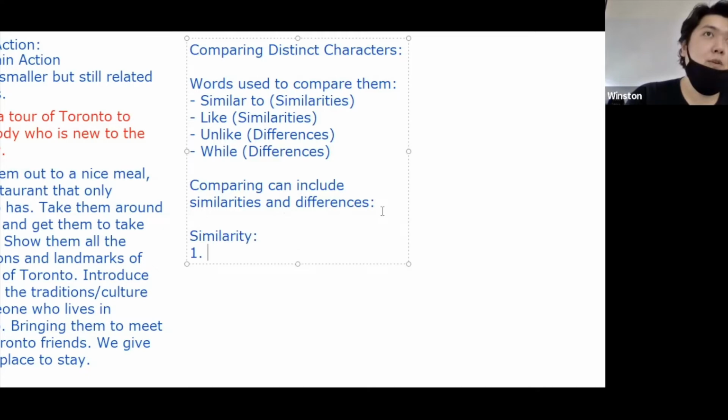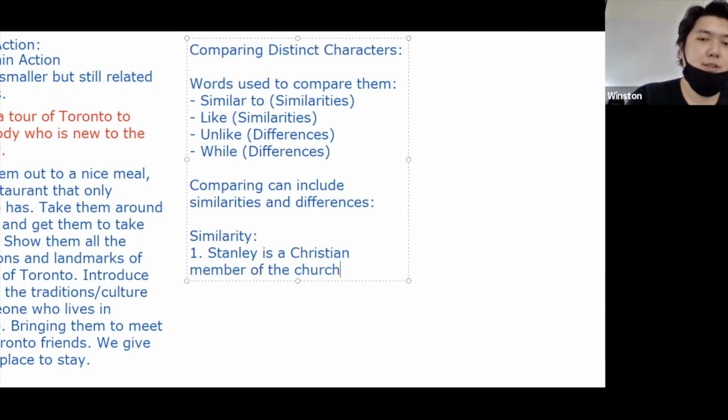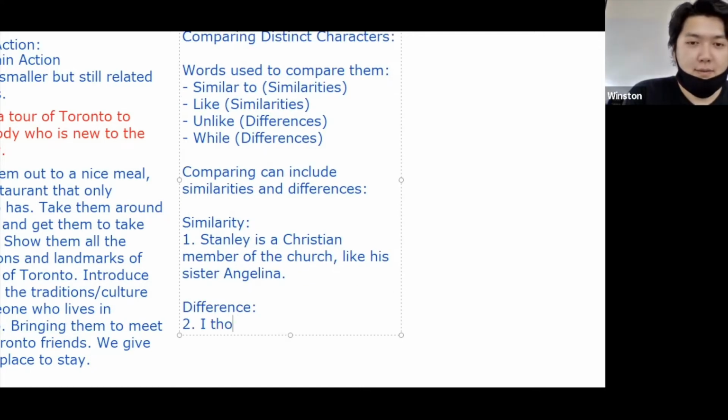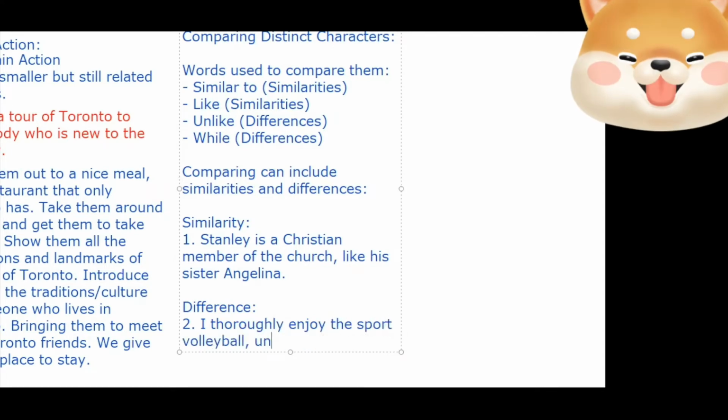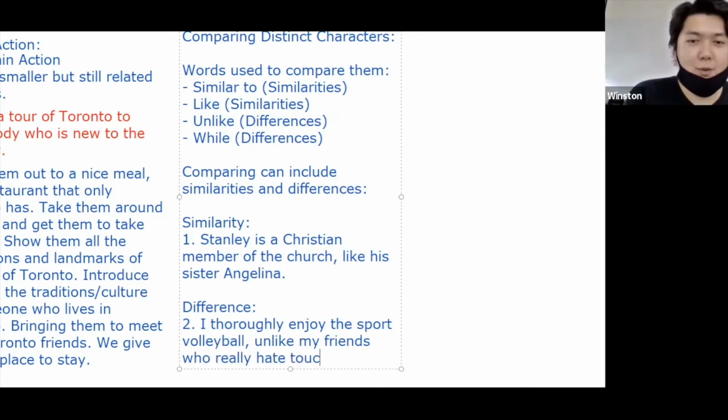Similarity. We can do Stanley, and Stanley is a Christian member of the church, like his sister Angelina, okay? That would be a similarity comparison. I thoroughly enjoy the sport volleyball, unlike my friends who really hate touching grass in general.